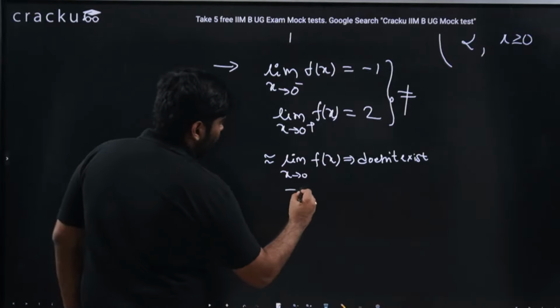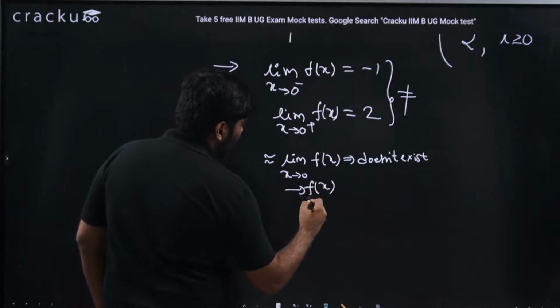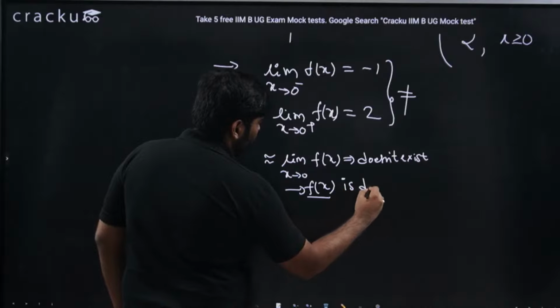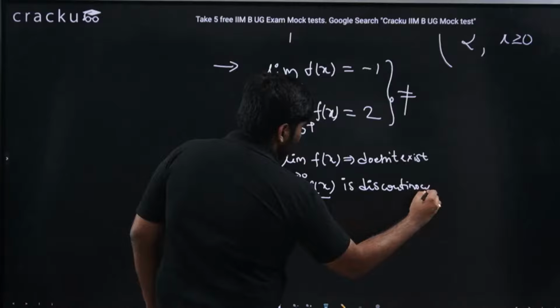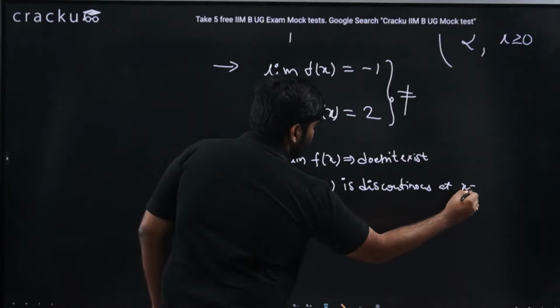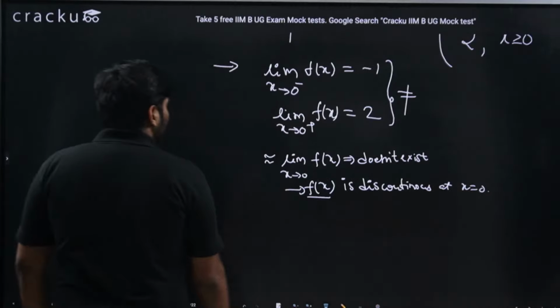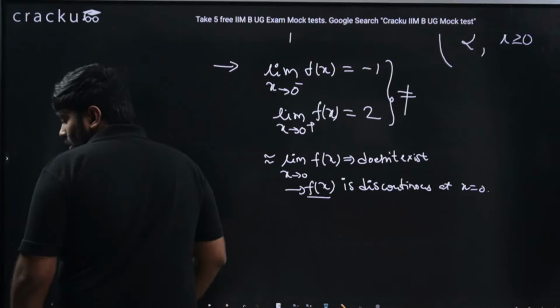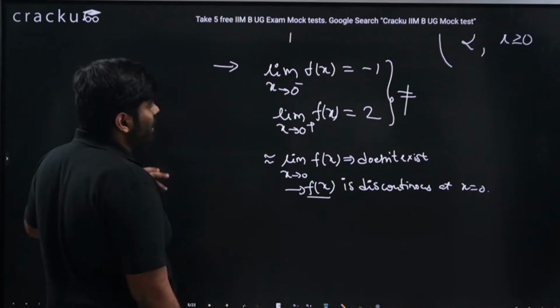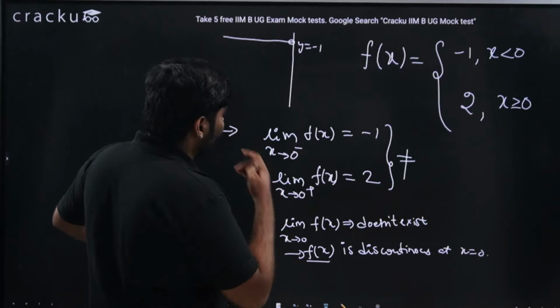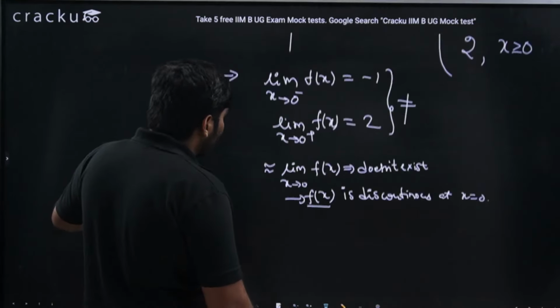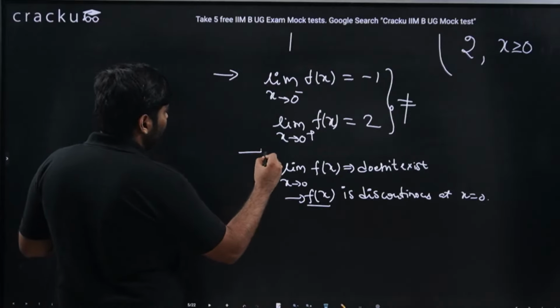So I would say f of x is discontinuous at x equal to 0. Are there any doubts till this point? Please feel free to ask any doubts if you have. This is a fairly simple thing which I explained, but still, conceptually, if you have any doubt, then definitely you should be asking me.